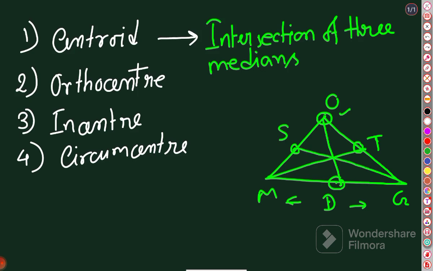Join SG, another median. So this point is the centroid. You can call it C. So the centroid is the meeting point, or the intersection, of the three medians. Geometrically I will also show you, just wait for 2 minutes.